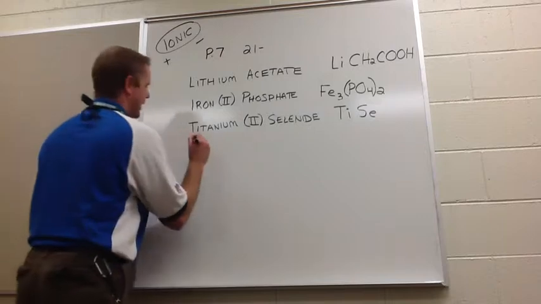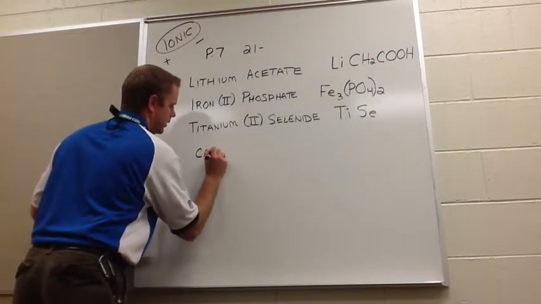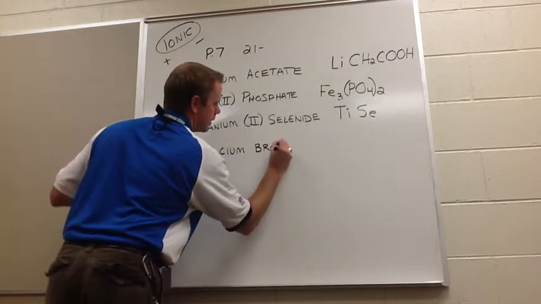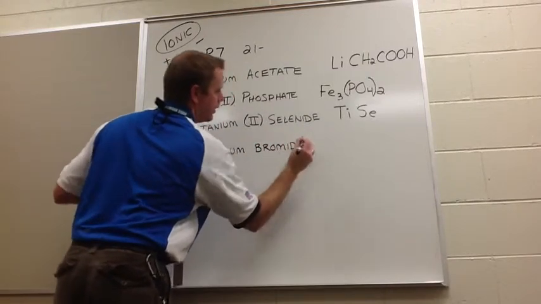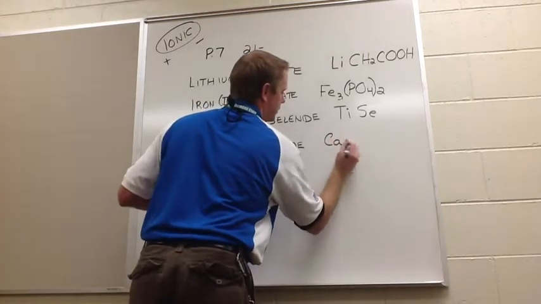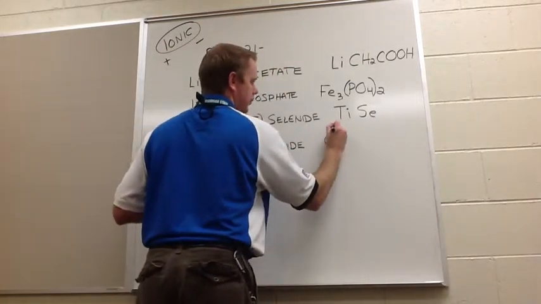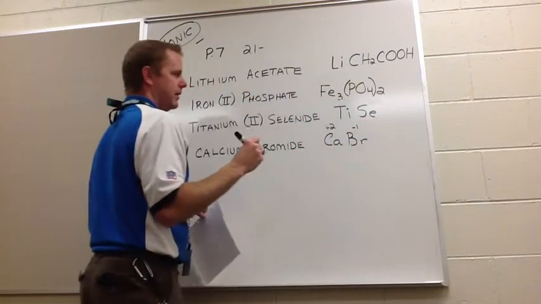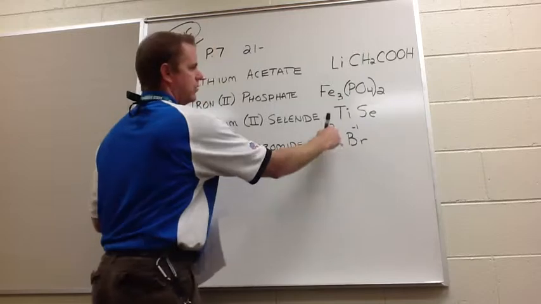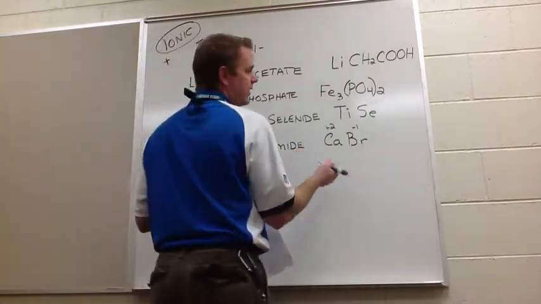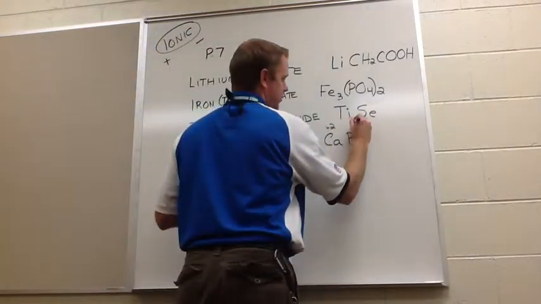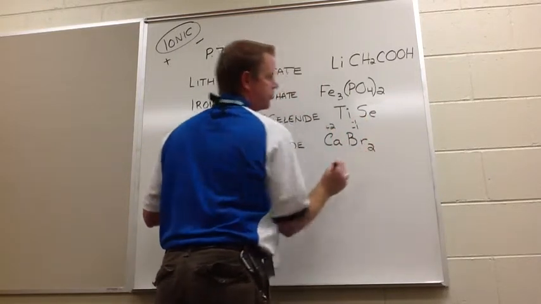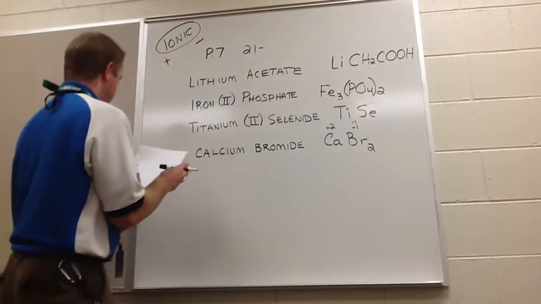How about the next one? Calcium bromide. Calcium is Ca. It carries a +2 charge. Bromine is -1. So therefore, these two things do not cancel. First thing that's common between them is 2, because if I get 2 -1s, then they cancel, right? So this is CaBr2.